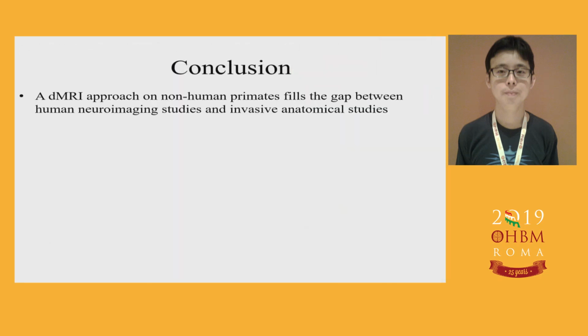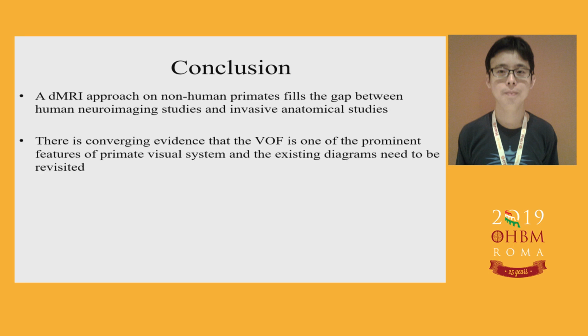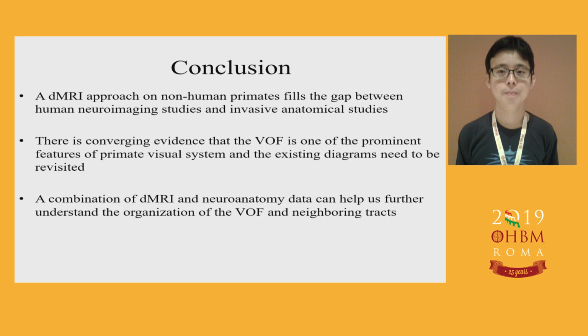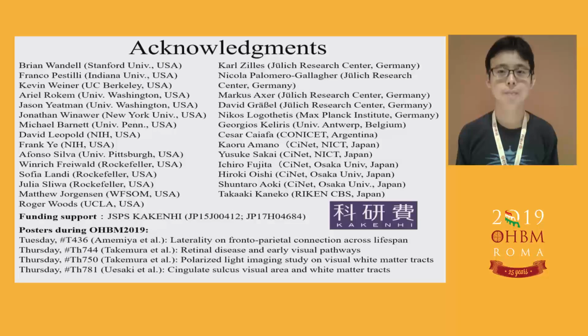In conclusion, a dMRI approach in non-human primates fills a gap between human neuroimaging studies and invasive anatomical studies. There is converging evidence that the VOF is one of the prominent features of the primate visual system, and I think that the existing diagrams in visual neuroscience need to be reconsidered. A combination of dMRI and high-resolution ex vivo neuroanatomy data, including PLI, can help us further understand the organization of the VOF and neighboring fiber tracts.